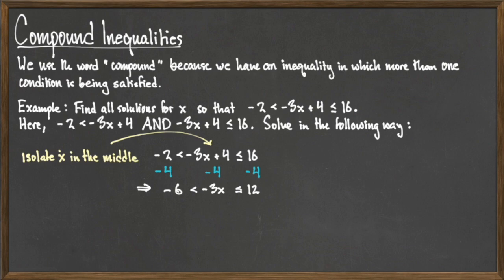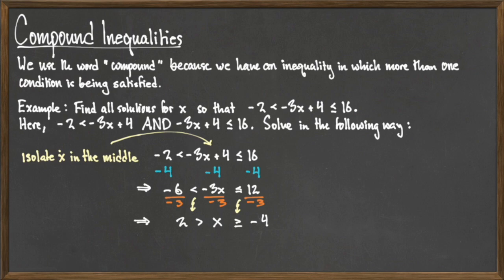Subtract 4 from everything, and then we get negative 6 is less than negative 3x is less than 12. To isolate x in the middle, what we're going to do next is divide all sides of the inequality by negative 3. Again, if it was just one inequality at a time, then division by negative 3 would be the natural step. So let's divide everything by negative 3, but then flip all the inequalities when we're done. This is going to give us the final result of positive 2 is strictly greater than x is greater than or equal to negative 4.